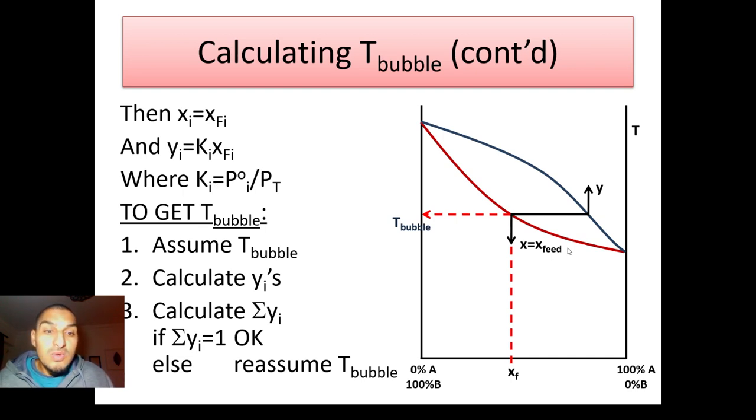And actually what I want to get from this calculation is the temperature at which the liquid would lie, or the mixture would lie on this curve. And that's why you need to assume a value of temperature and then calculate K, and then from the K you calculate y, and from y you need to check if the T is right or wrong. And you do the check by getting the summation of y. If the summation of y equals 1, then it's okay. If it's not, you have to reassume the bubble point.